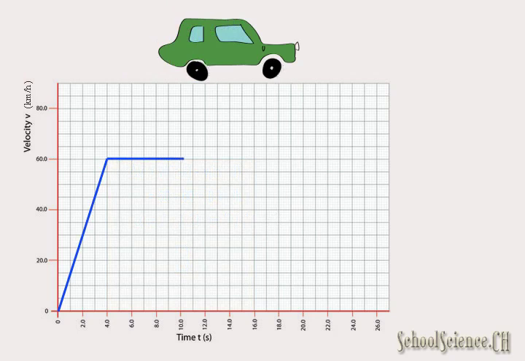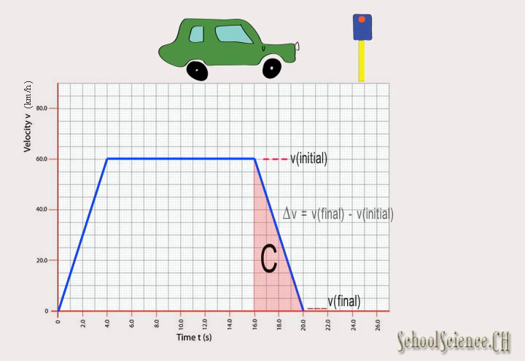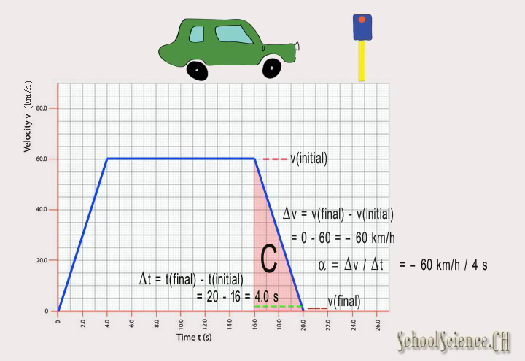And in section C, the car slows down again. Delta v equals final v minus initial v. So this is 0 minus 60 kilometers per hour, which gives us a negative 60 kilometers per hour. This negative is very important. Delta t is positive. Delta t equals 20 minus 16 equals positive 4 seconds. The acceleration, therefore, is delta v over delta t, which is minus 60 kilometers per hour divided by 4 seconds, or minus 15 kilometers per hour per second. The negative sign means we have deceleration. Every second the car is traveling 15 kilometers per hour slower.